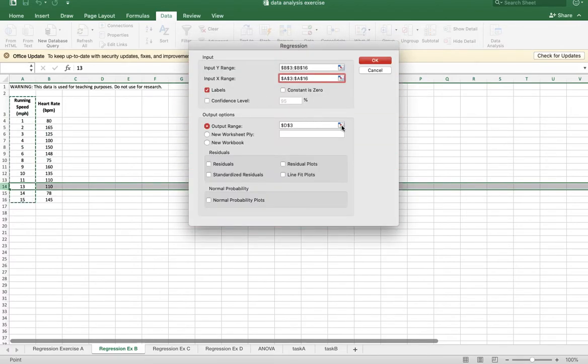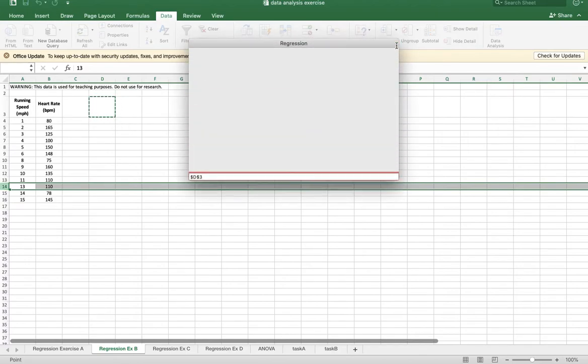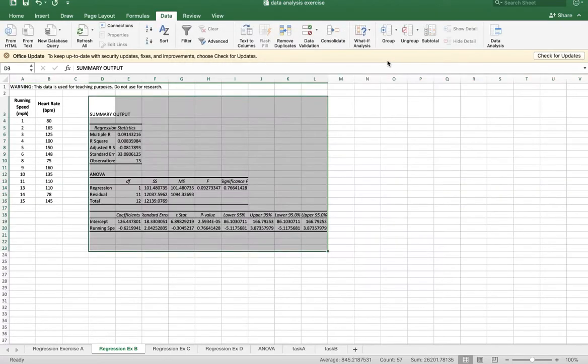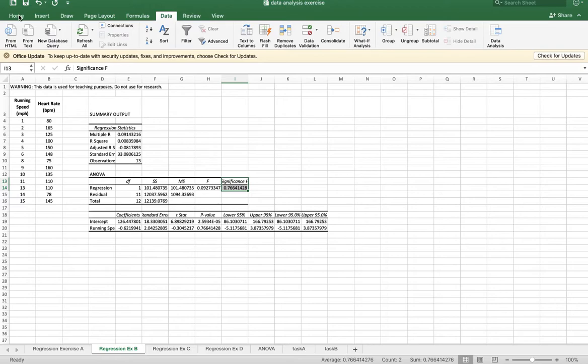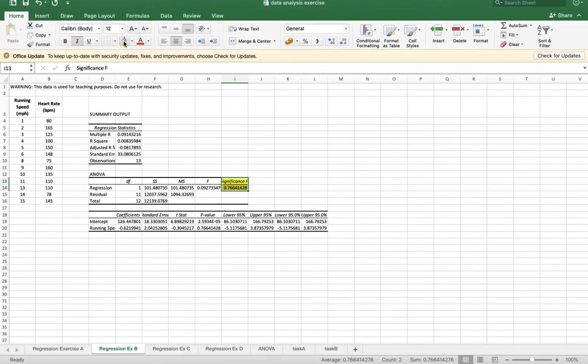Can press OK. See? Now it works. So the same thing again, since the significant F value is more than 0.05, it means that there is no relationship between running speed and heart rate.